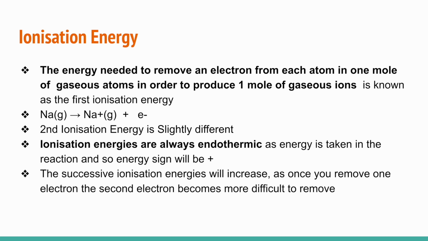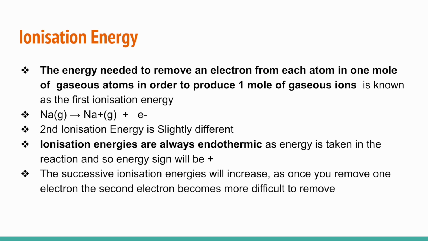Successive ionization energies will typically increase, as once you remove one electron, the second electron becomes more difficult to remove. If we think of this in terms of charges, we have a positive nucleus. The nuclear charge is going to remain the same because we're not removing protons. But once we remove an electron, the charge balance between positive and negative shifts, and as we're removing a negative charge, the ion is going to become more positive. Therefore, the forces of attraction between the electrons and the nucleus are felt more strongly by the electrons, and so they require more energy to be removed. As such, the ionization energies increase.